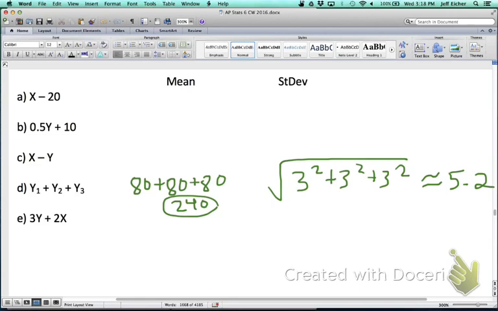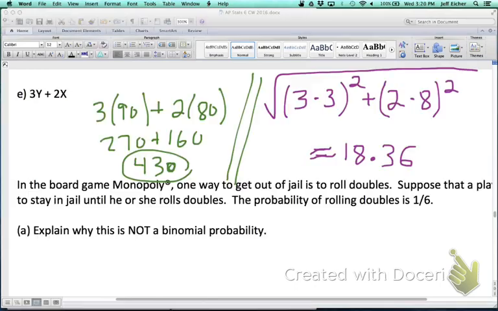The answer to letter D is 240 for the mean and 5.2 for the standard deviation. The answer for E definitely is tricky when it comes to the standard deviation. The mean, I hope you got 430 for the mean.